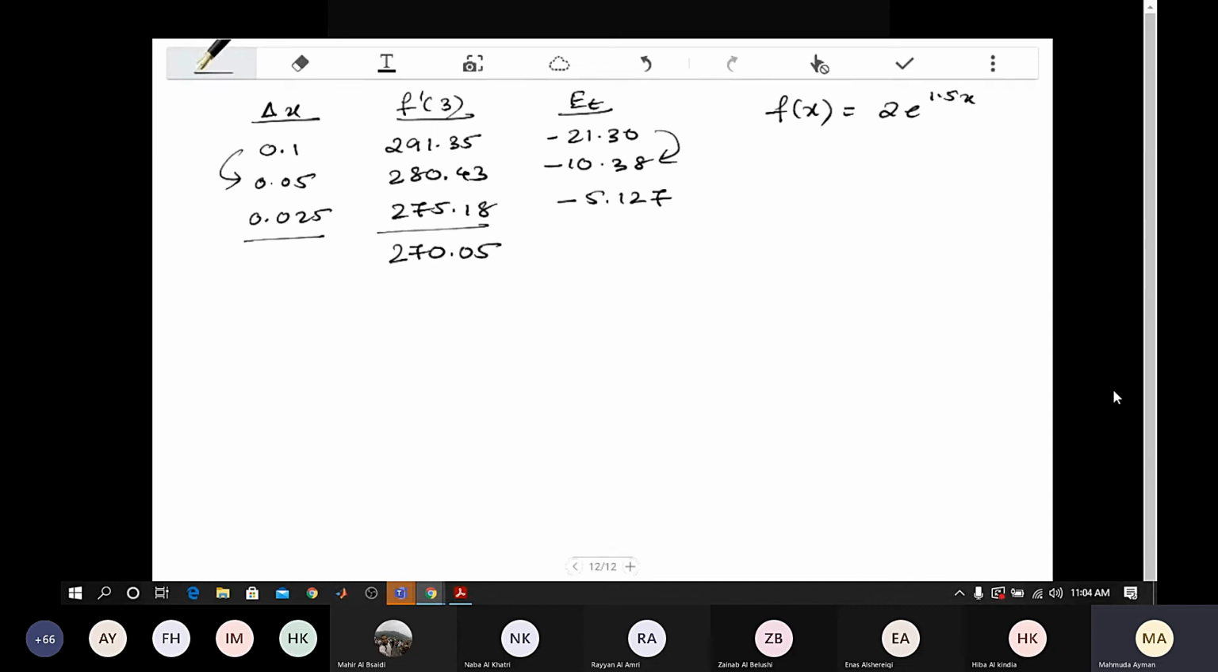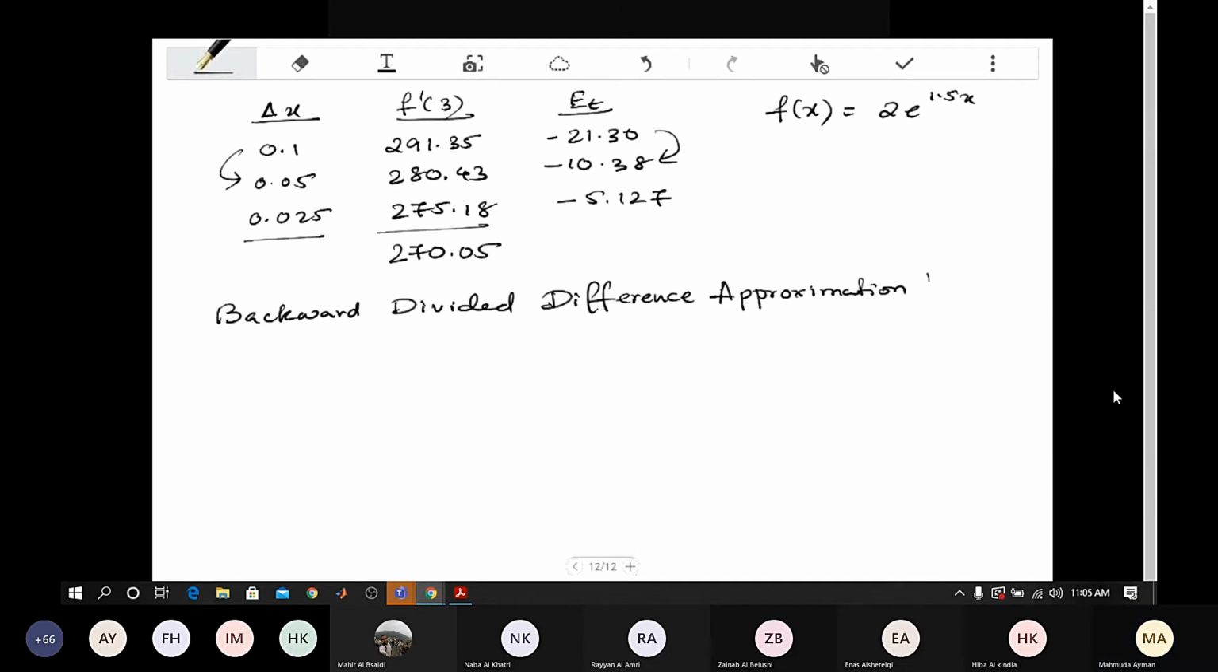Okay, so that's the end of the forward divided difference. Now we'll go for the next approximation that I told you about. For the next one, we have the backward divided difference approximation method. So for this one now, again, let me draw the function.